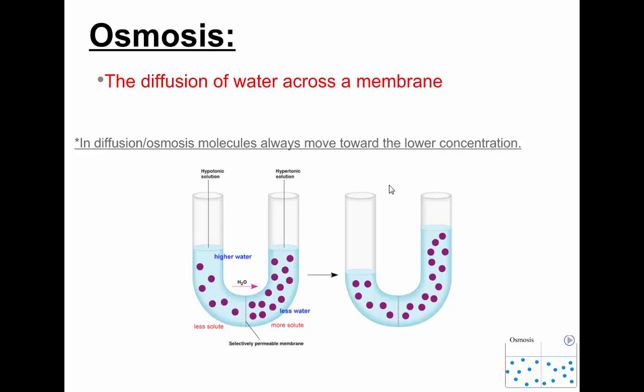So, if it's any salt molecules, sugar molecules, moving from high to low concentration, we call it diffusion. If it's water that is moving from a high to low concentration, that's called osmosis.